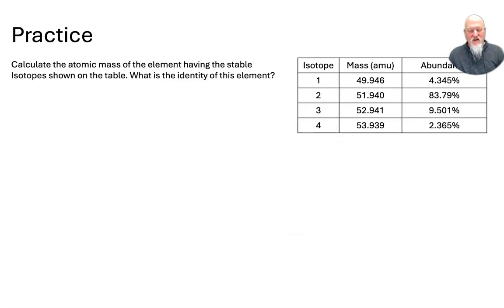Okay, last thing is calculating the atomic mass of this element. This element has 4 stable isotopes. So to calculate the atomic mass, we have to take the mass of each isotope and multiply by the abundance. So 49.946 AMU times our abundance. Remember, we have to divide by 100, so 0.04345.